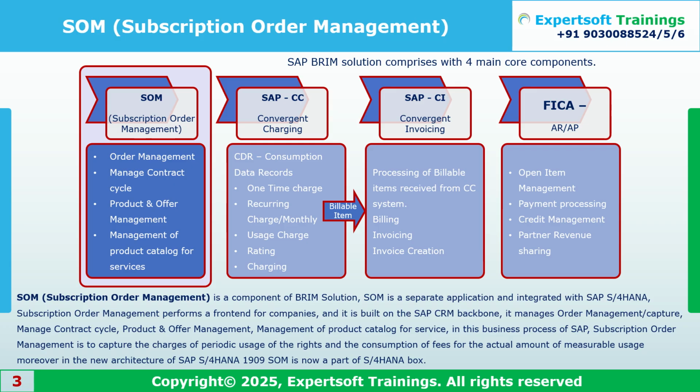Next is the convergent charging system. Convergent charging system, as I discussed, is just an application, okay, which is integrated with S4HANA or multiple applications through web services. It has two functionalities: rating and charging. Along with that, it supports pushing one-time charges, recurring charges, usage charges, etc. In the CI, we have billing and invoicing, and the FICA, as I discussed, is open item management.